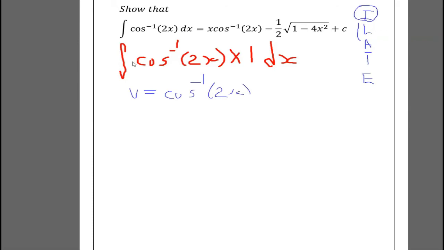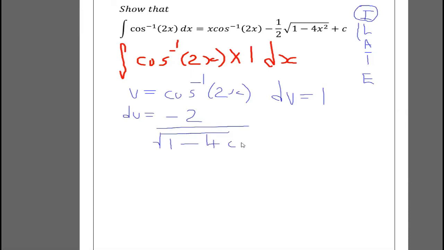And then remember, it's the integral of u dv. And so dv is 1. Now the next thing we need is du. And du is the differential of cos inverse of 2x. To differentiate cos inverse, it's minus the derivative of 2x, which is 2, divided by the square root of 1 minus 2x all squared. So it's 1 minus 2x all squared, which is 4x squared. That's 1 minus 4x squared.